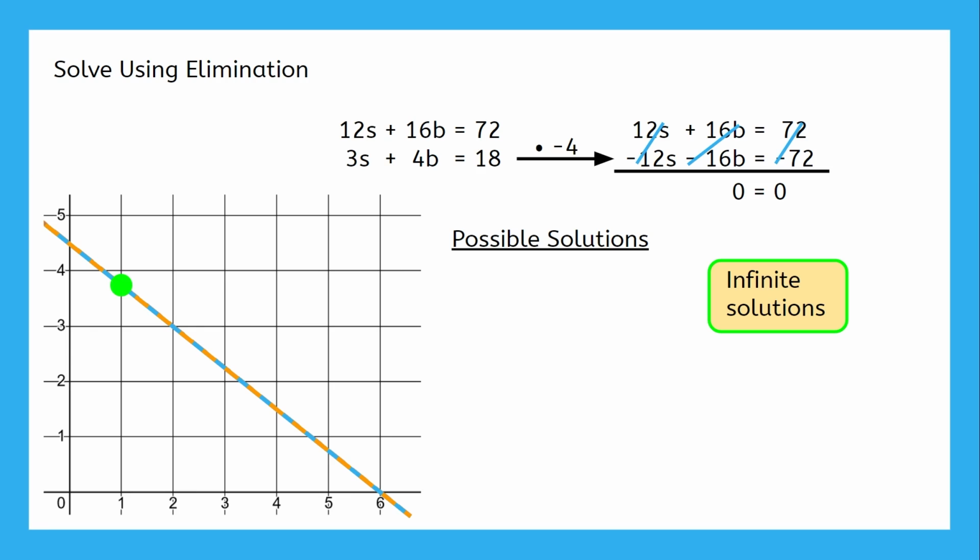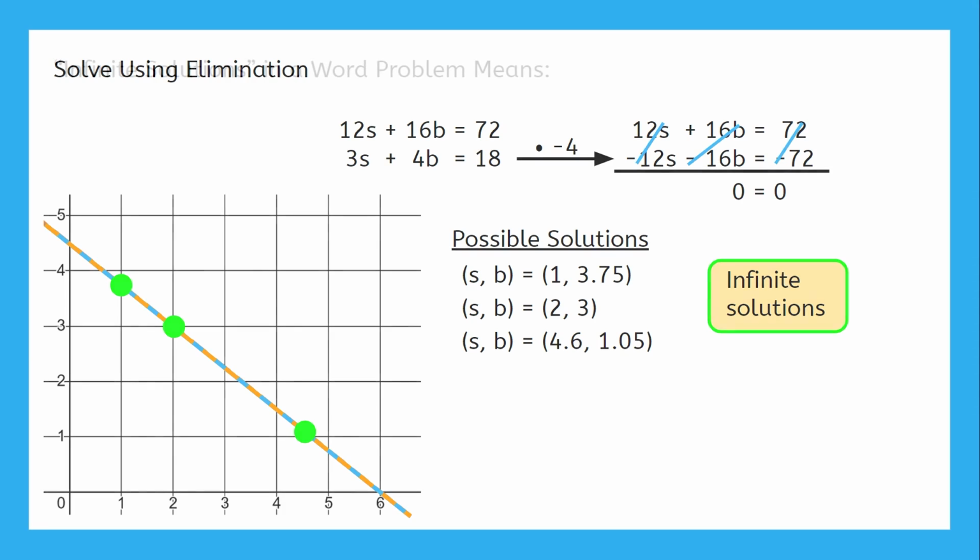This point at (1, 3.75) tells us that it's possible that strawberries are $1 and blueberries are $3.75. This point at (2, 3) tells us that maybe strawberries are $2 and blueberries are $3. Or this point at (4.6, 1.05) indicates that maybe strawberries are $4.60 and blueberries are $1.05. Without a definite intersection point, we have no way to know for sure what the prices are.